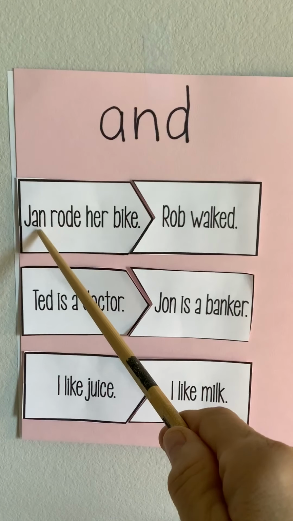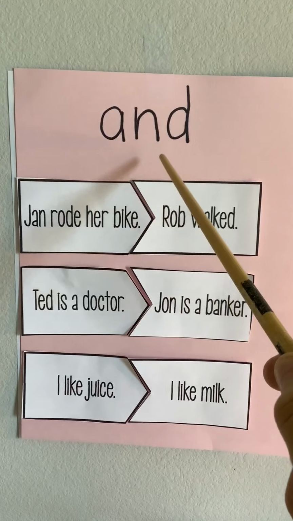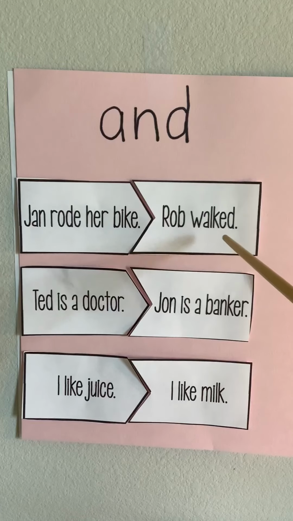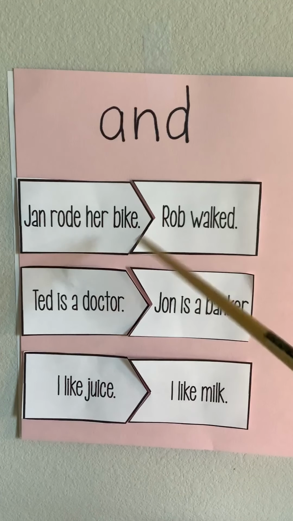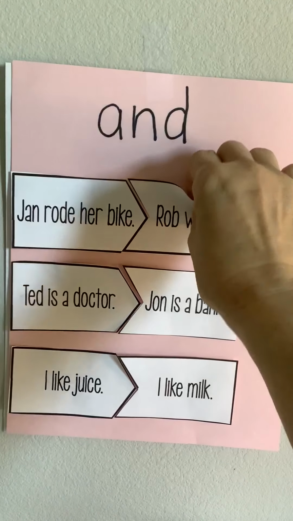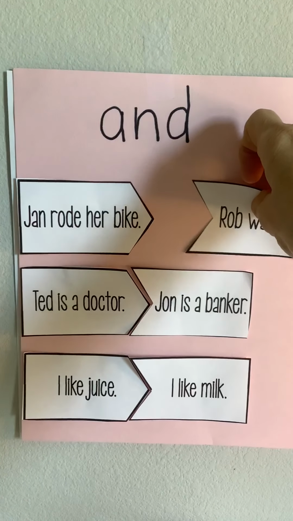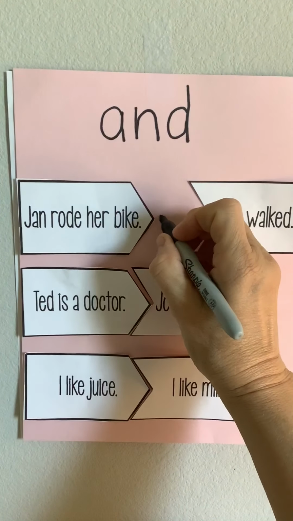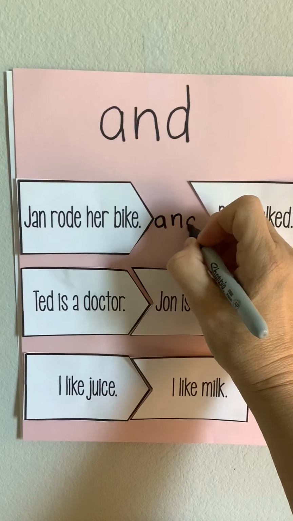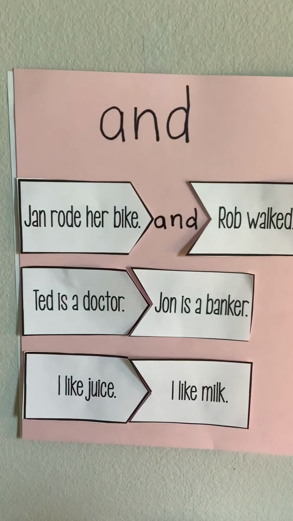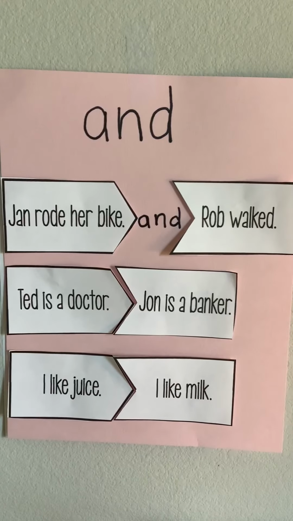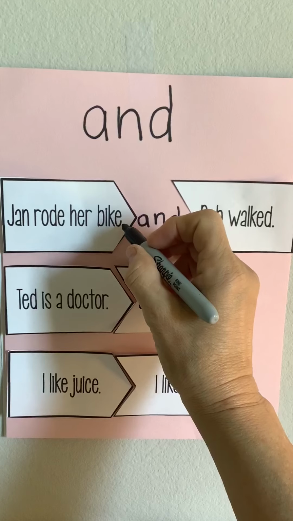All right, so this sentence is talking about 2 friends going somewhere. And it says, Jan rode her bike, Rob walked. So we could combine those 2 sentences into one just by cutting them apart and adding the word and, right? So Jan rode her bike and Rob walked. Now we have to do something else when we add that conjunction. Do you remember what we need to do? We need to take out the period.